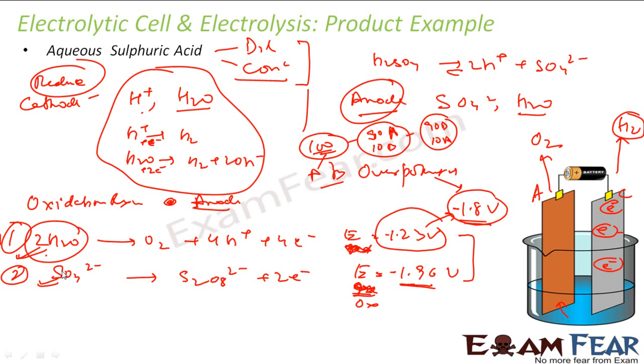So in that case, these people will win, assuming this is A and this is B. They will win, and in that case you get S2O8 2- ions. Hope you understand. There's a tie here between SO4 2- and water oxidation. So again, it all depends on the concentration of sulfuric acid.